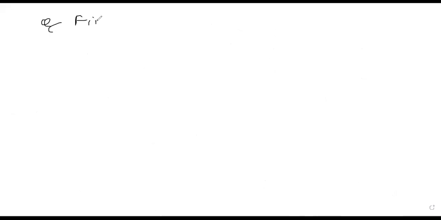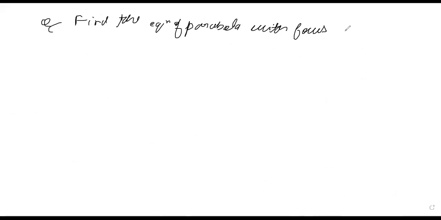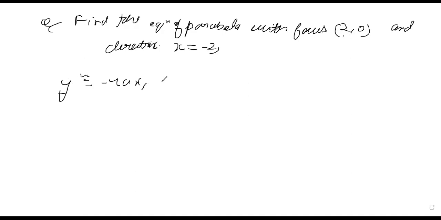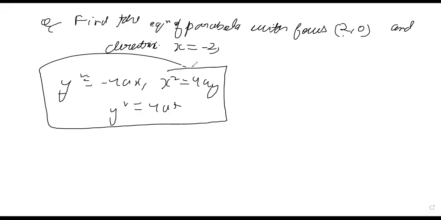Now there is a question. Find the equation of parabola with focus at 2, 0, and directrix x equals minus 2. Okay, so tell me the equation of the parabola. First tell me what type of parabola this is. Is it y square equals minus 4x type, x square equals 4ay, or y square equals 4ax? What type of parabola is this?